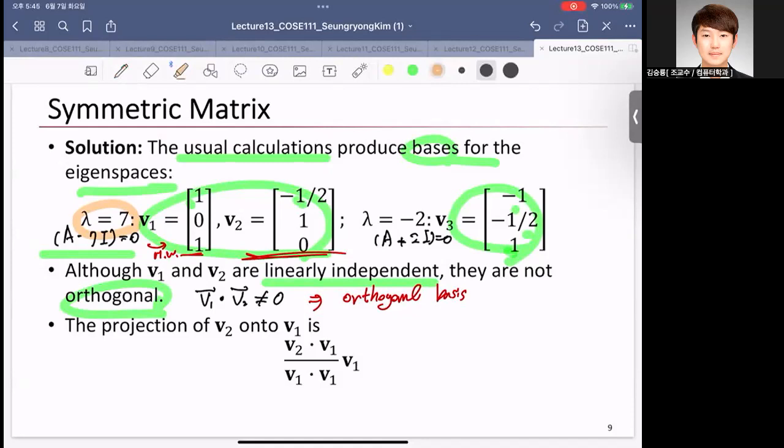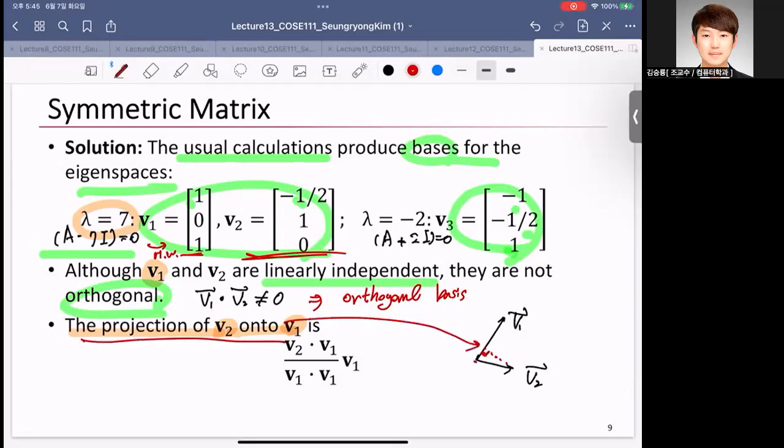First of all, let's fix V1 and find the projection of V2 onto V1. In other words, here is V1 and here, let's suppose, is V2. To make an orthogonal basis, let's find the projection of V2 onto V1. Then we can find this orthogonal vector.